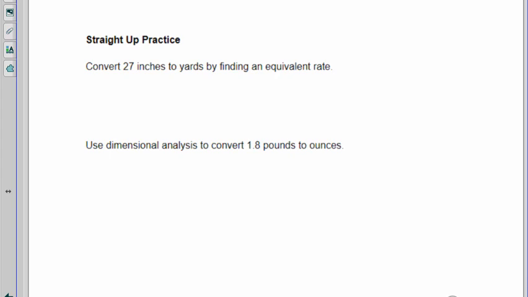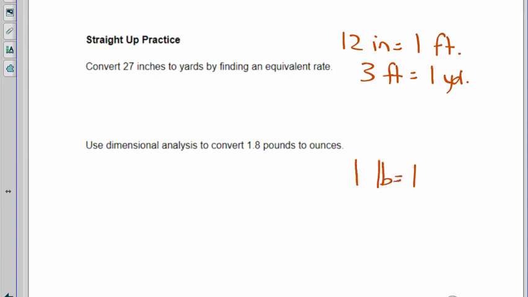Here's some straight up practice. We're going to convert 27 inches to yards. Remember, 12 inches is a foot, 3 feet is a yard. Again, we're also going to change 1 8/10 pounds to ounces. Remember, 1 pound is 16 ounces. All right, give it a try.